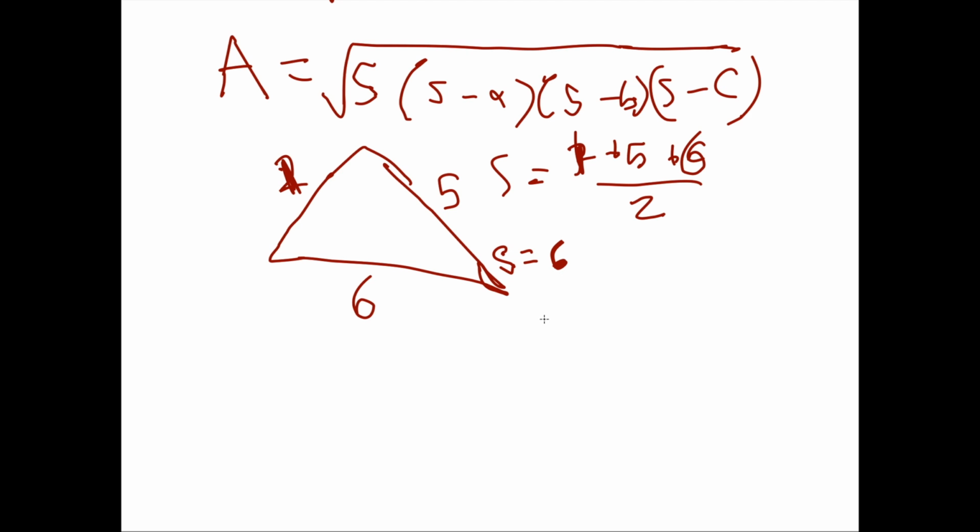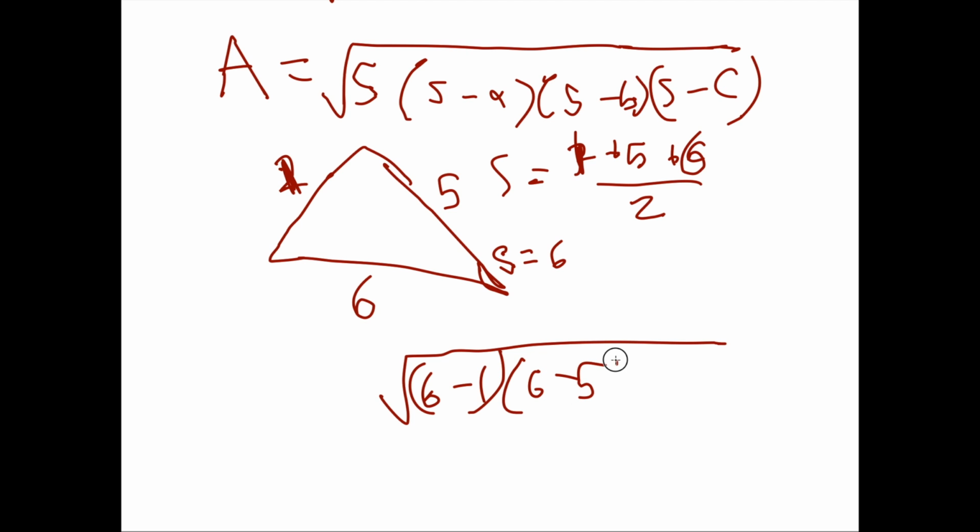So if S is equal to 6, what's the square root of 6 times 6 minus 1, times 6 minus 5, times 6 minus 6? Okay, so this triangle is very weird. Since this is a 0, this is all going to be 0. Weird. I've actually never seen this before.